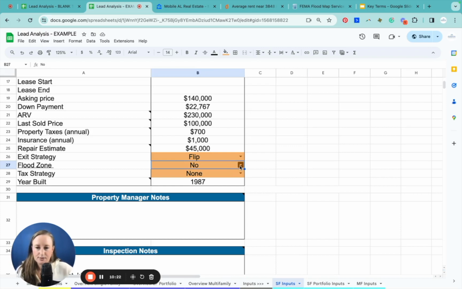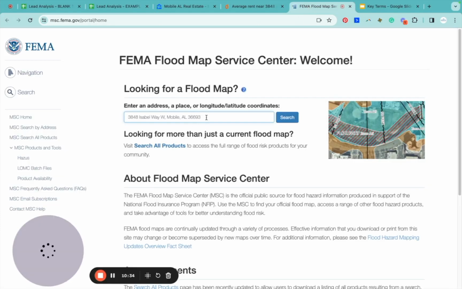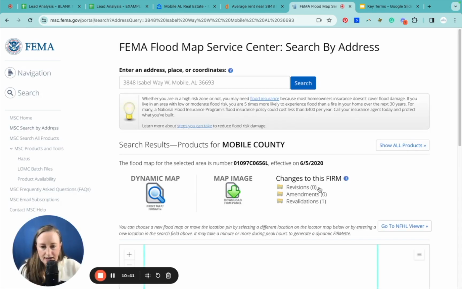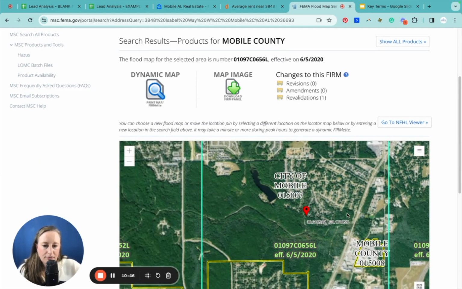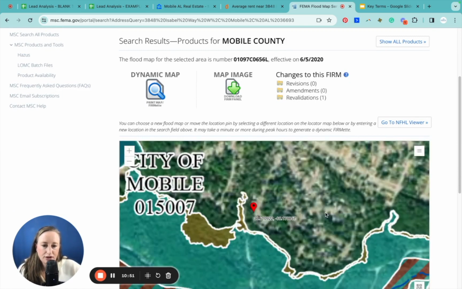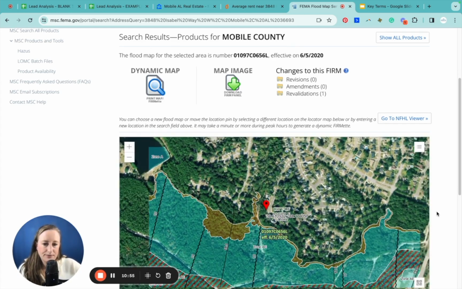Next thing I need to check is whether the property is in a flood zone or not. You definitely want to make sure you do this. I have the FEMA flood map linked here for you, and this is what it looks like. All you have to do is put in your property address, and it'll show you whether your property's in a flood zone or not. Here in Mobile and Baldwin County, we have a lot of flood zones. Actually, you can see this one is really close to a flood zone, but it's not in one, thank God.